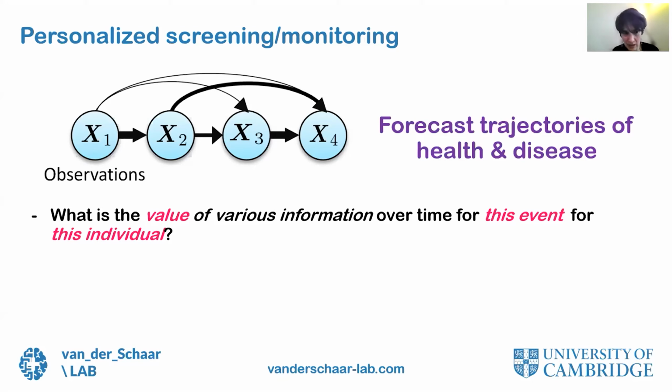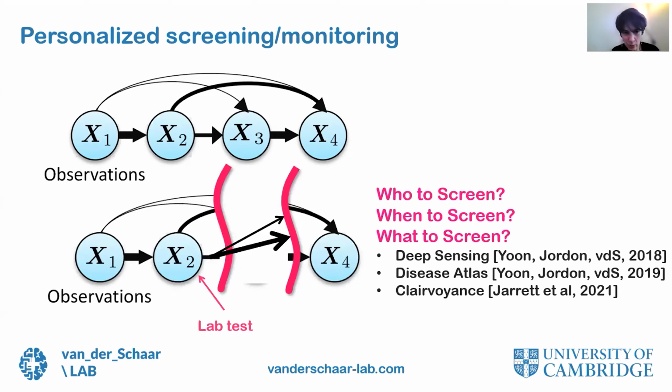So the question we can answer with machine learning is, what is the value of various types of information being acquired through screening and monitoring? So for instance, a new imaging or a different type of modality of imaging or monitoring over time for this particular disease of interest, this event, for this particular individual. So the type of questions we can answer is who to test, who to screen, when to screen, and what particularly to screen. So different things for different people.